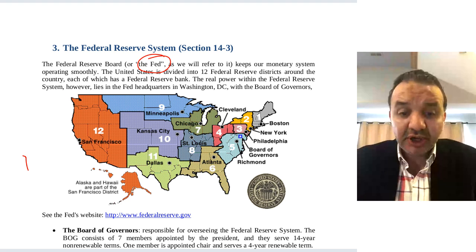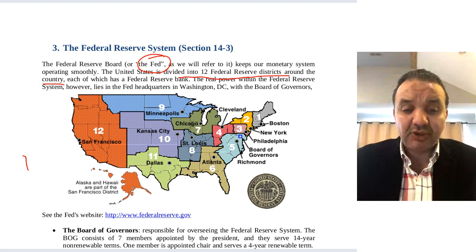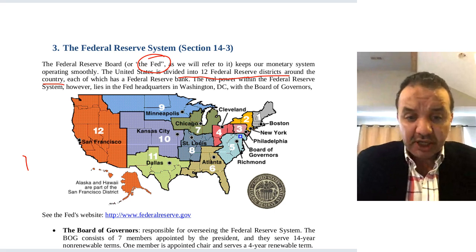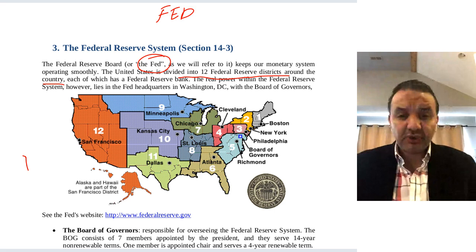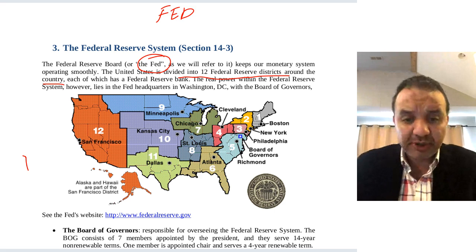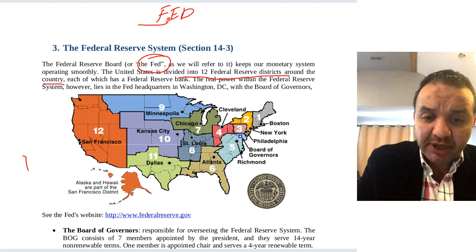So let's see, the United States is divided into 12 Federal Reserve districts around the country. Let me explain this just to make it easy for you. I'm going to do something so that you can better understand the structure of the Federal Reserve System.